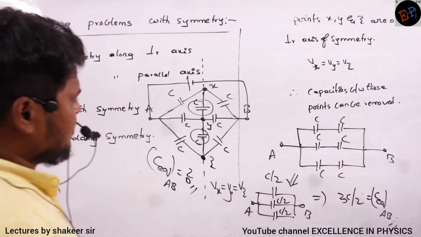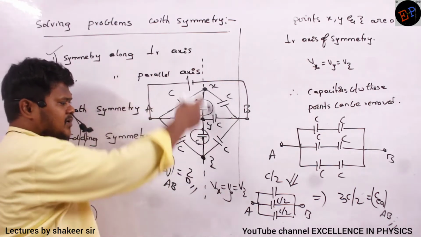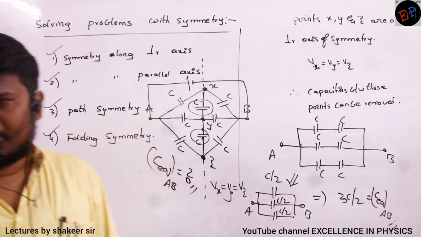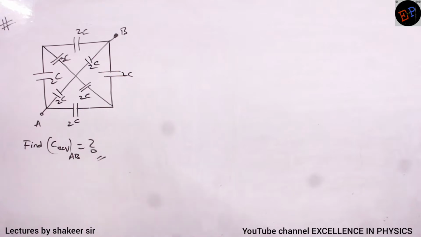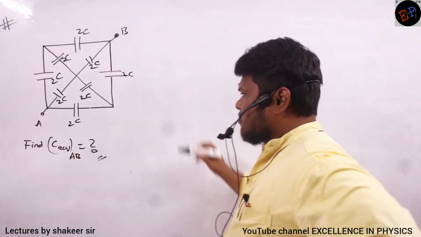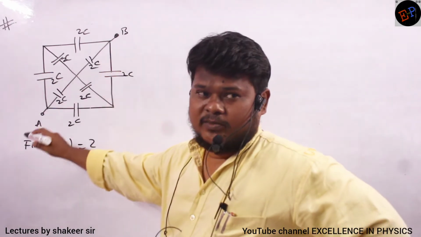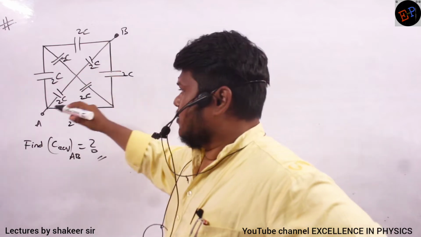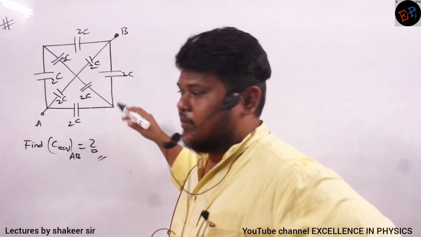So which capacitors have we removed? The capacitors which are present on the perpendicular axis of symmetry, those capacitors we have removed. Clear? So this is the given question. We are supposed to find out the equivalent capacitance between A and B. So this is the line, these are the terminals A and B, and this is the perpendicular line. So definitely there is symmetry on the perpendicular line.